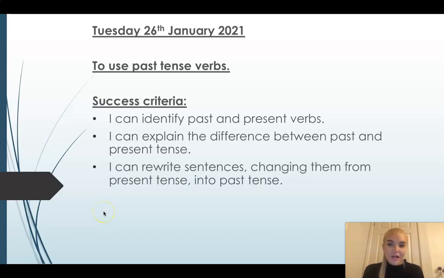Today in English we are going to be learning how to use past tense verbs in preparation for our diary entry writing. By the end of this lesson you will be able to identify past and present verbs, you will be able to explain the difference between past and present tense, and you will be able to rewrite sentences changing them from present tense into past tense. And all of this today will help you become super experts at writing a diary entry.